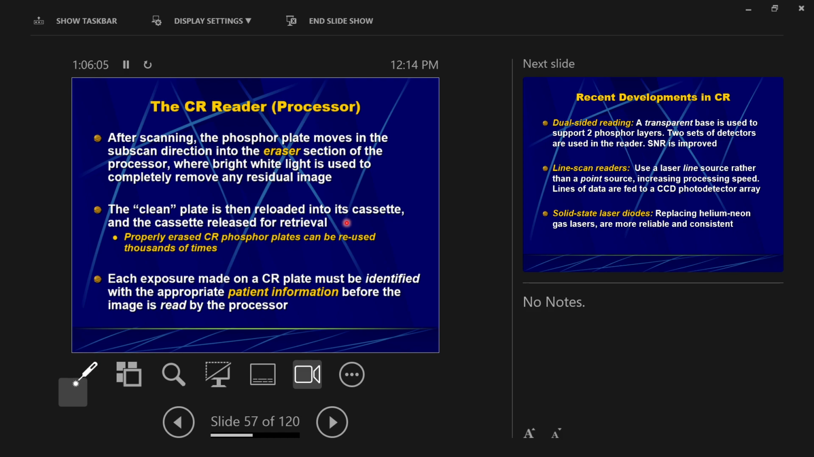You'll hear the processor clamp down and lock the plate in when you stick it into the processor. And then when it's all done scanning, the processor will unclamp and release the plate for you, and you can take it out, okay? Properly erased CR phosphor plates can be reused thousands of times.